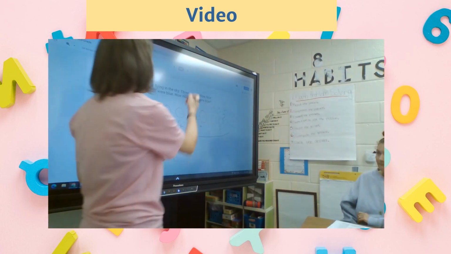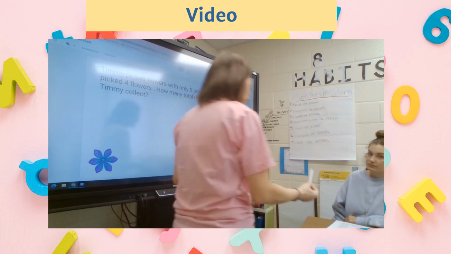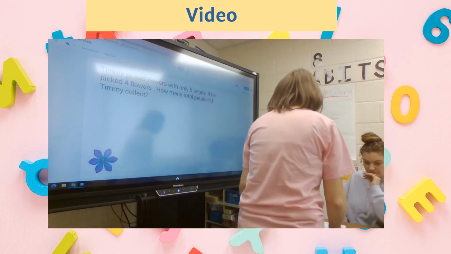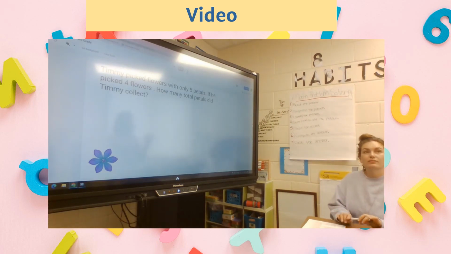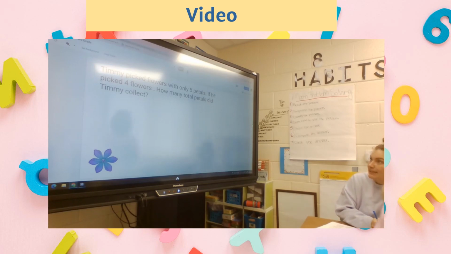Now you can solve the next story problem using those steps, and the checklist in here to check for each step, to self-monitor yourself that you're using the steps. Okay. So first you have to read the problem. Okay. Timmy picked flowers with only 5 petals. If he picked 4 flowers, how many total petals did Timmy collect? Okay? So you read the problem and you ask yourself, did you understand the problem?